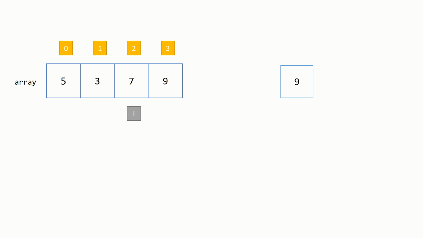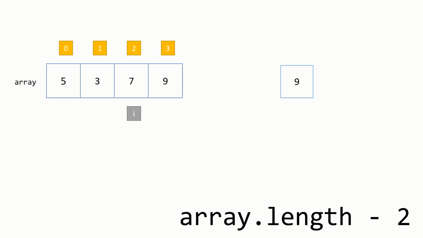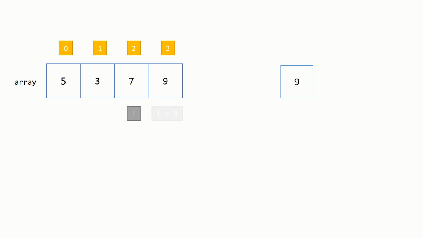We'll start at number 7, then mark it with an I. In general terms, for any array, we'll start with the array's length minus 2 position. Then, we'll copy 7 to the I plus 1 index in this array. In other words, we're copying the element from index 2 to index 3. Finally, we'll decrement I.